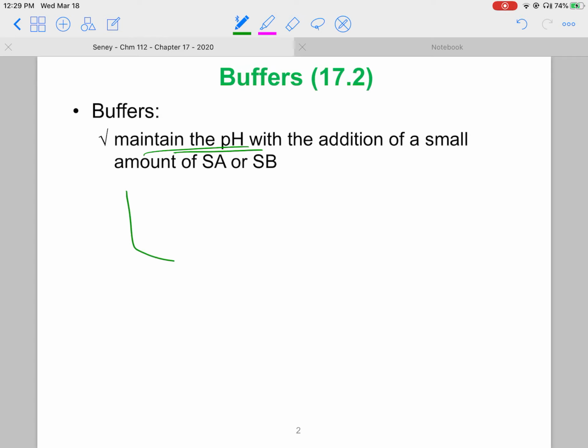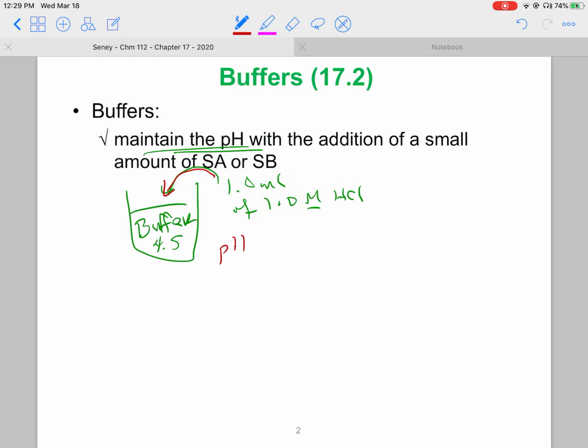So if we had a solution here that was an actual buffer, and we put into that buffer, let's say 1 mL of 1 molar HCl, then the pH shouldn't change. So if the original pH of this is, say, 4.5, after we have the addition, so I'm going to put that in red, so now we've got this addition here, then the pH after should be close to 4.5.